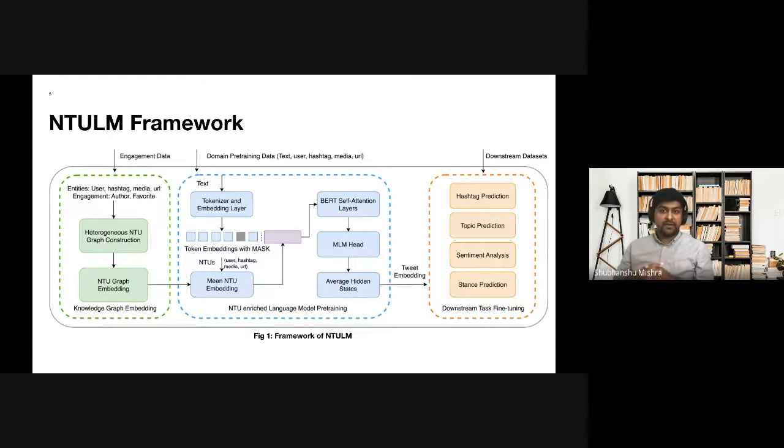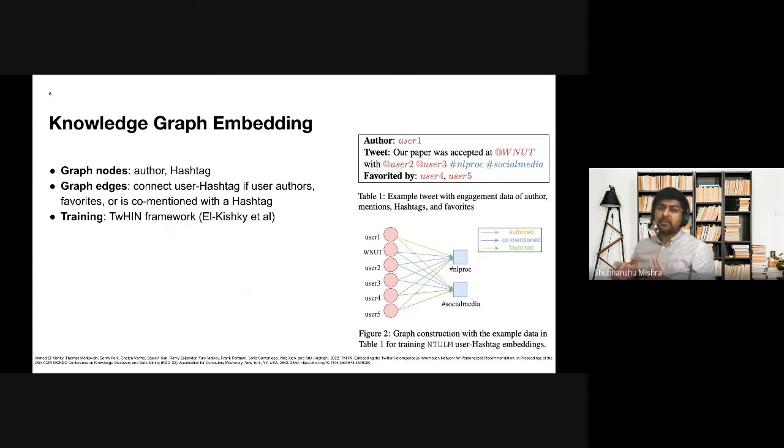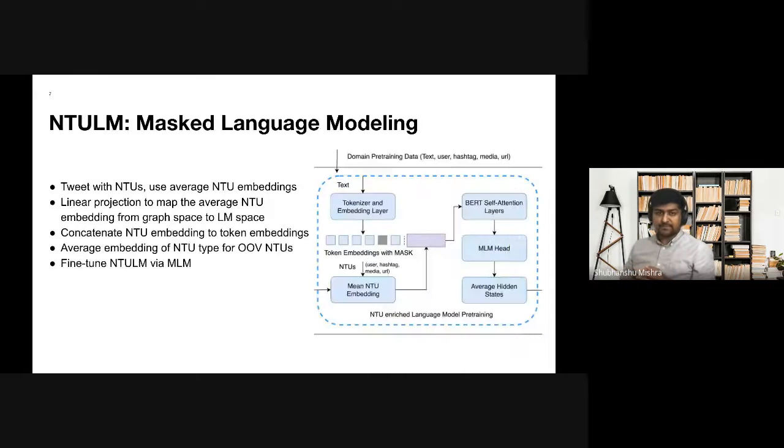Now, we highlight the key ingredients of our NTULM framework. It consists of a knowledge graph embedding phase, an NTU-enriched language model pre-training phase, and a downstream evaluation phase using frozen tweet embeddings. For the knowledge graph embedding phase, we limit ourselves to the Twitter user and hashtag graph. Since the user and hashtag can be connected in multiple ways, we consider authored, co-mentioned, favorited edges between a user and hashtag. For training our NTU embeddings, we utilize the TWIN framework for training large-scale knowledge graph embeddings.